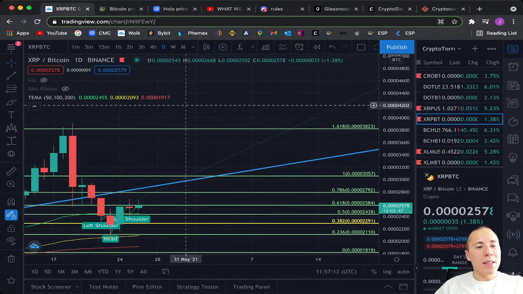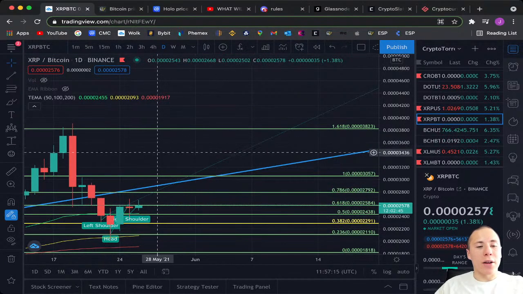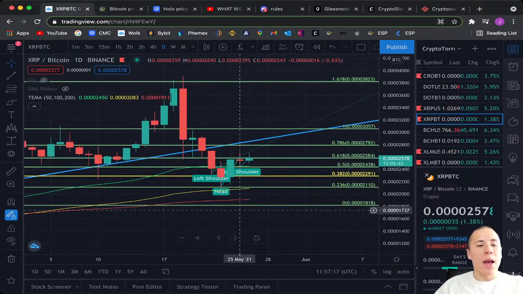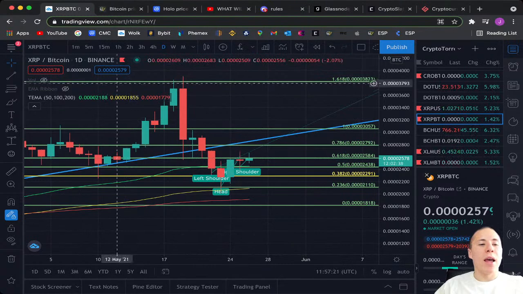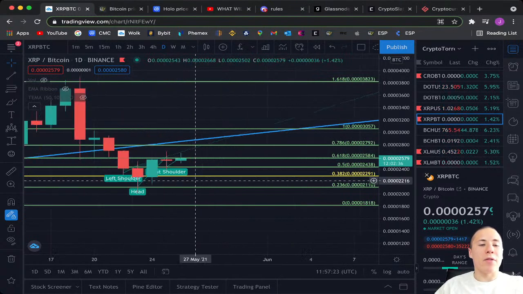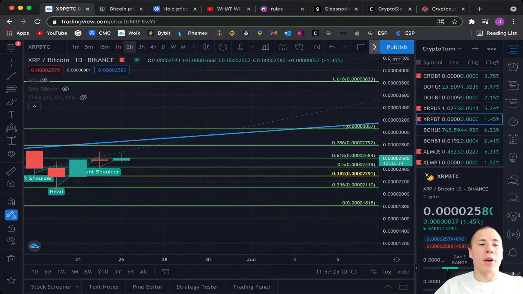So this is for sure something very interesting to take a look at on the daily time frame compared to Bitcoin. We are finding support on top of the moving averages. That is for sure something very interesting. And of course, we are seeing this inverse head and shoulders pattern getting created on the 4-hourly time frame.